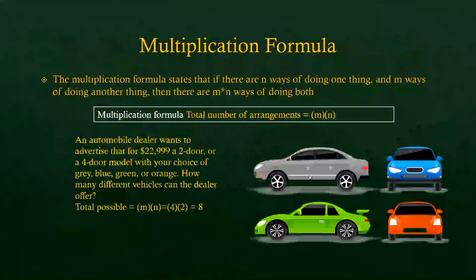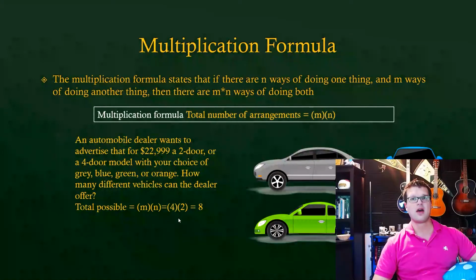So if I take 2 and multiply it by 4, then I have the ability to say I have a total of 8 different models that I am offering. Okay, so there are 8 different models that they're offering.